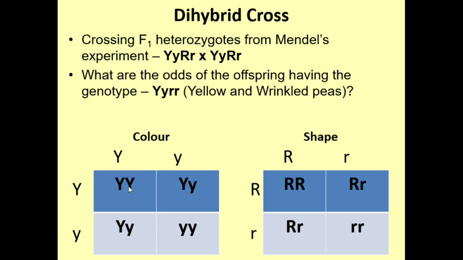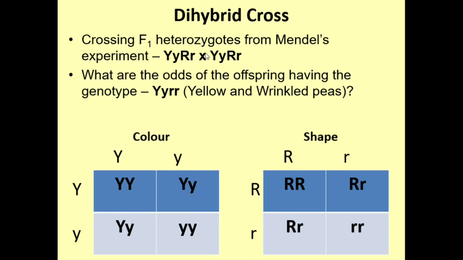We've got a big Y, big Y, big Y, little y. That's what we're looking for. Another big Y, little y, and then a little y, little y. So what are the odds of getting that genotype from this cross? Well, it's 2 out of 4. And then we can simplify that to 1 out of 2. Okay, so the odds of getting that genotype from this cross is 1 out of 2.